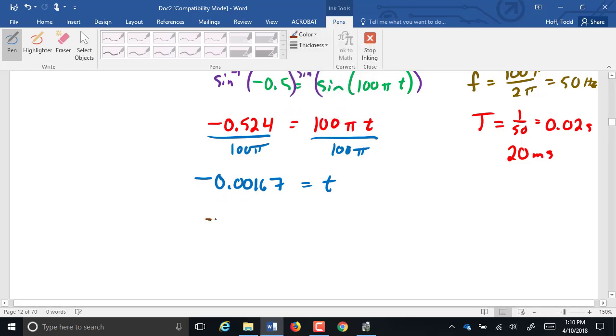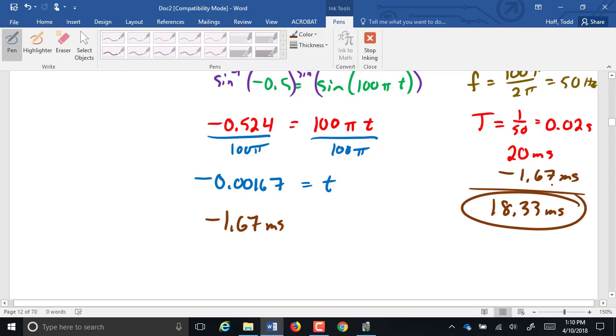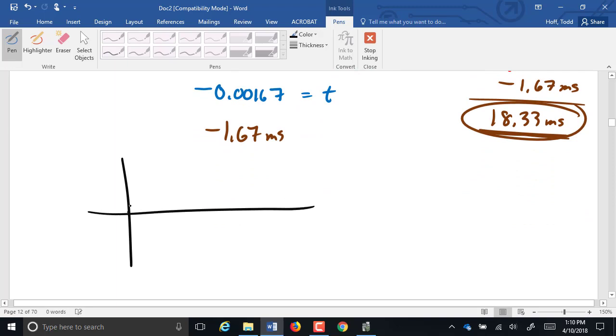This over here, negative 0.00167, is negative 1.67 milliseconds. That's saying it's 1.67 milliseconds before the end of the cycle. So 20 milliseconds was the full cycle. 1.67 milliseconds before that is 18.33 milliseconds. Is the time that we would get that. The question is that the first time we would get that value? Since we were going from the end of the wave, the first time we hit -1 is right there.